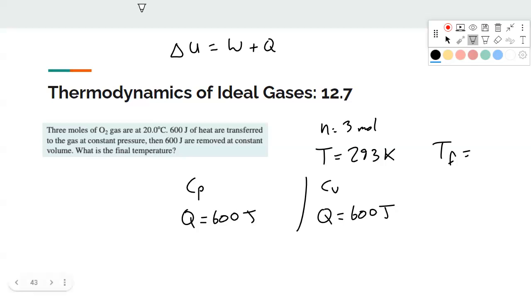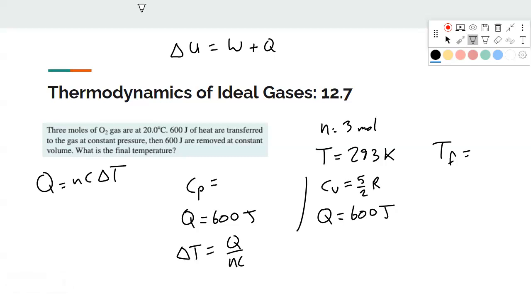Okay, so in the first step, we want to get our delta T. And so we can use these Q = nC delta T equations. So this will be Q over nC. And now it's just a question of figuring out what is our CP and what is our CV. So for a diatomic gas, how many degrees of freedom does it have? 5. So our CV is 5/2 times the ideal gas constant. And then to get CP, we just add 1 to that. So it'll be 7/2 times the ideal gas constant.